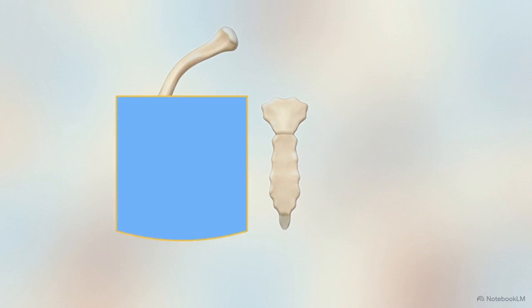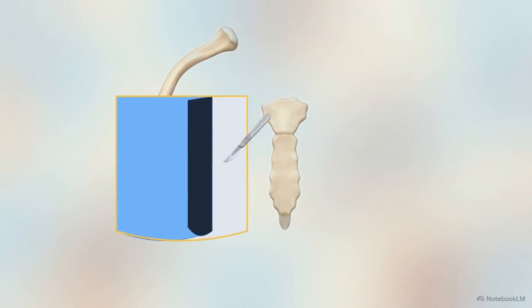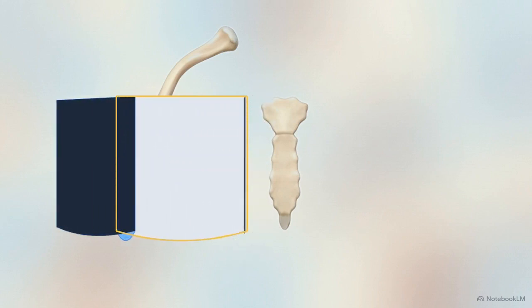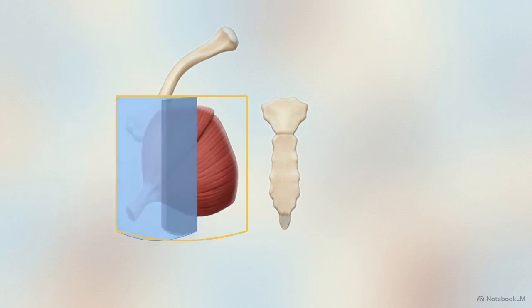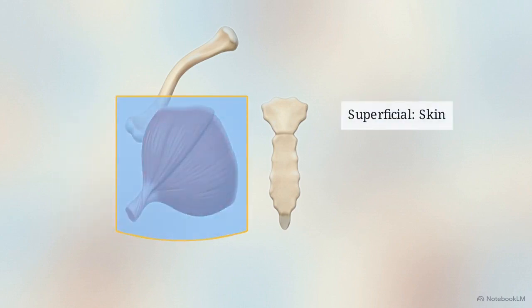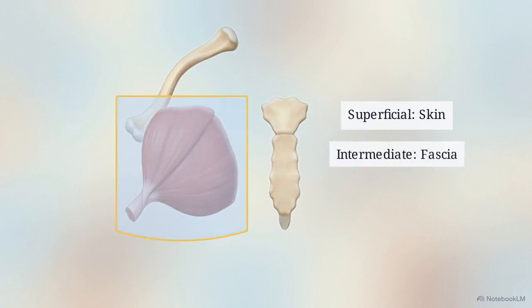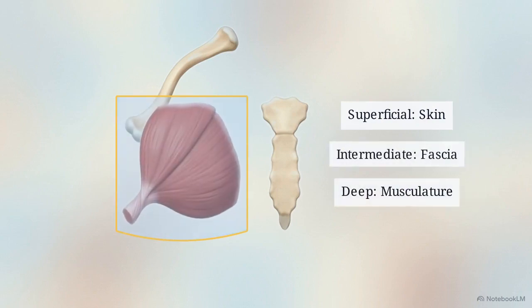To understand its mechanics, we approach it like a dissection, peeling structures sequentially from superficial skin to deep musculature. Viewing the cross-section reveals our path. We begin with skin, descend through the fascial planes, and finally reach the deep muscular engines.